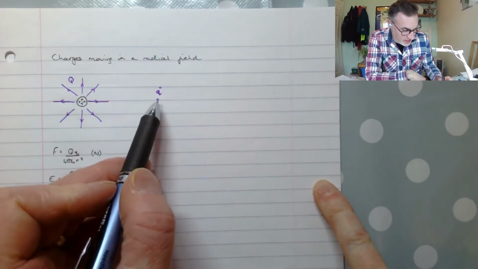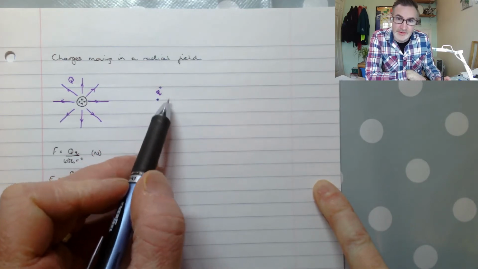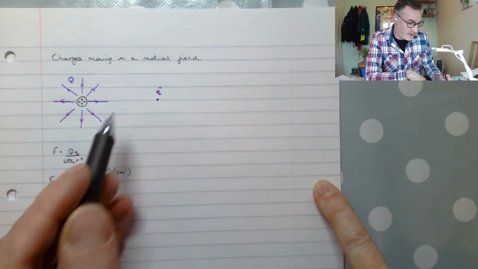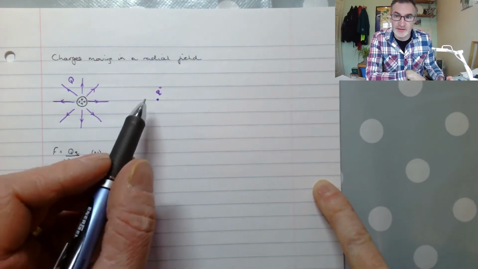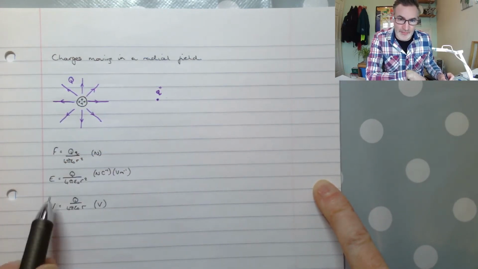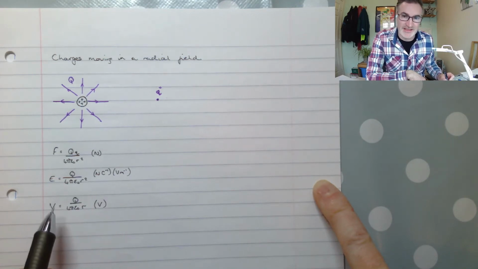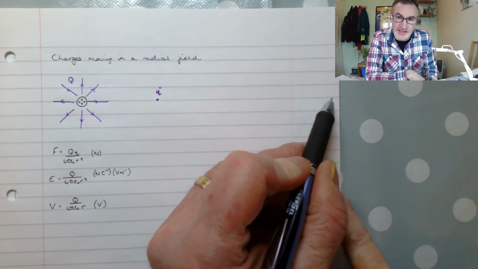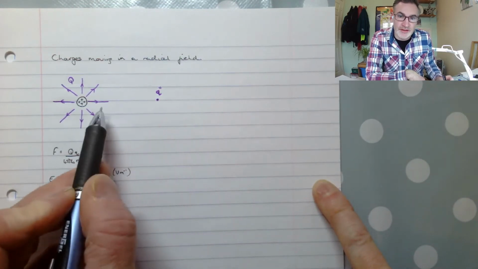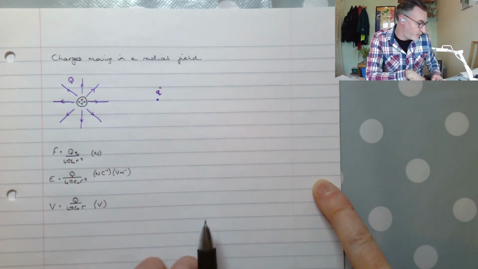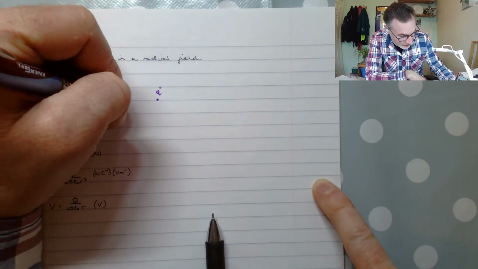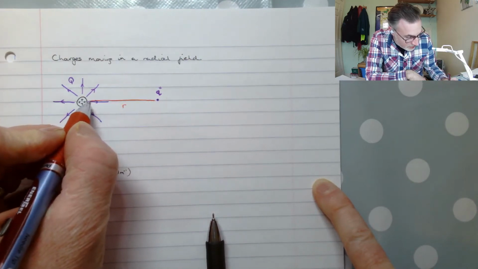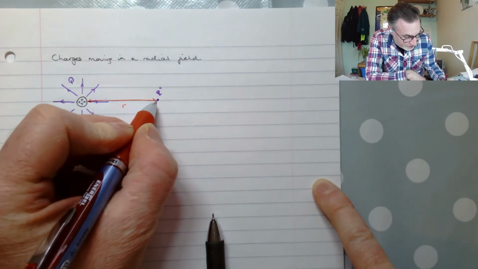Well, you have your charge Q at this point in the field, and what we would define the electrical potential as is the amount of energy per coulomb to bring the charge from infinity to a point at r meters away from the charged object. So we're going to have our radius here, which is going to be the distance between here and here.